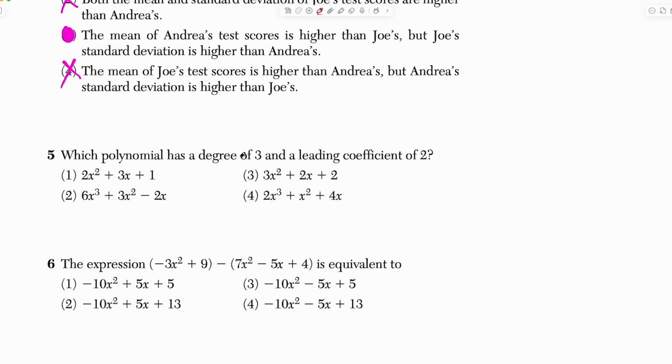Question 5 is straight vocabulary. Which polynomial has a degree of 3 and a leading coefficient of 2? So a degree of 3 means the highest power of x is going to be 3. Okay, so the highest power of x is 3.